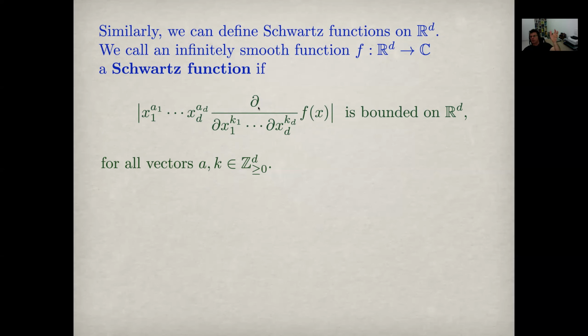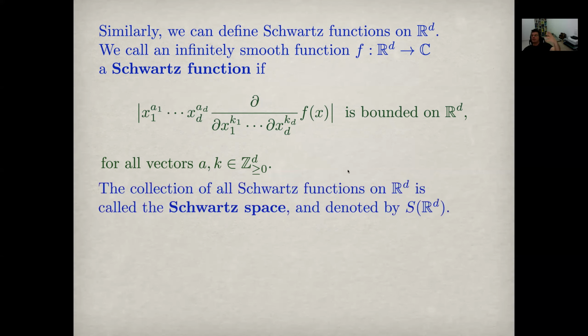If you take all partial derivatives of the function f of x and multiply it by any non-negative power of x's, that stays bounded. Similar definition. Again, it means that the multivariable function decays faster at infinity than any polynomial. In fact, decays faster everywhere than any polynomial. The collection of all Schwartz functions is always called a Schwartz space after the amazing mathematician Laurent Schwartz, who really developed the theory very, very far.